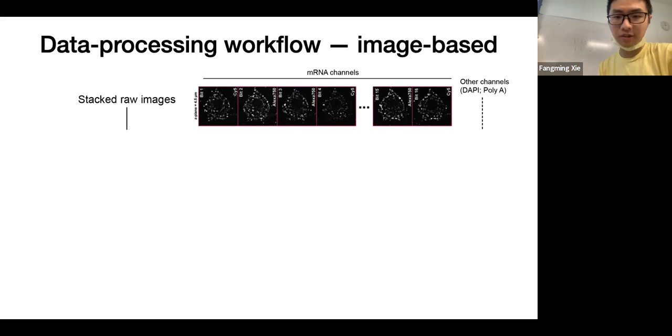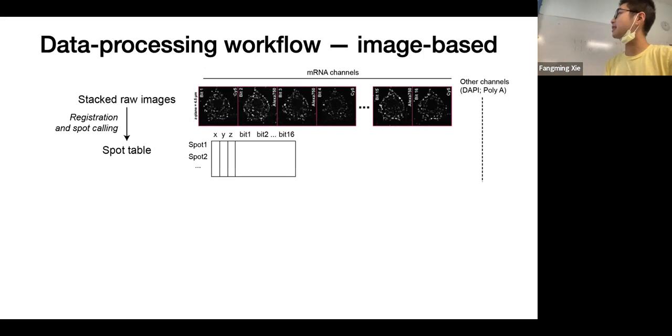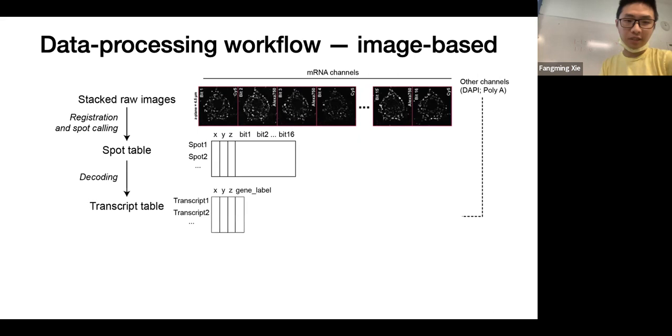By stacking them together, you can create a table of spots by XY, for now, and by bit one through bit 16, whether it's zero or one. A spot just means one light dot here. Every light dot corresponds to a spot in your table. For the same location, you know whether it's on or off across the 16 bits. So from images, you collect a spot table by registration. Then you can decode it, because you pre-assigned the barcode system for mRNA molecules. From the 16-bit barcode, you can know which gene each spot came from.